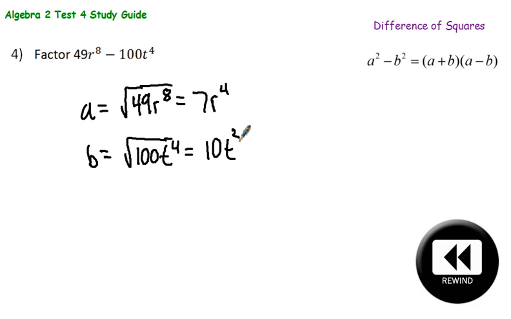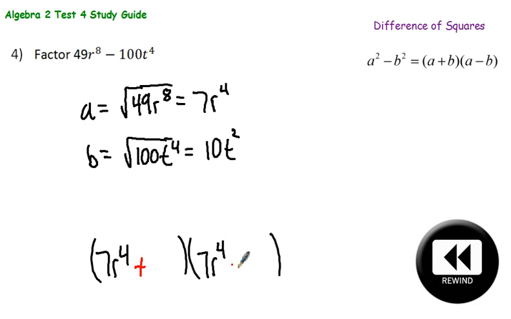Well, that would be t squared. And then again, let's put this in parentheses. Give myself a little more room this time. So it's the same thing twice: 7r^4, 7r^4. Just once is a plus, once is a minus.